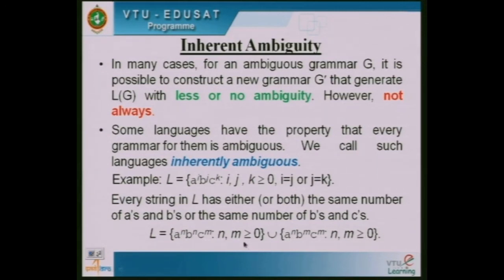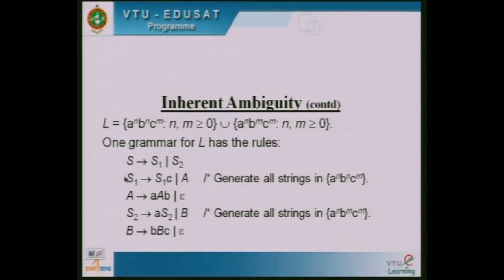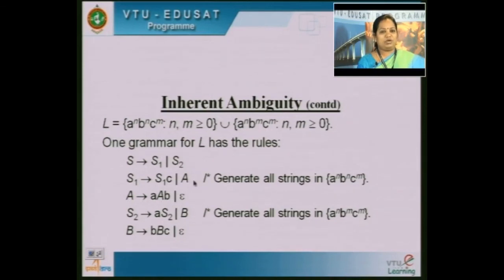Now, if we go for writing the grammar for these languages, if this is L1 and this is L2, and suppose the start symbol of L1 is S1 and the start symbol of L2 is S2, then the grammar written will be S1 tends to S1 c or A; A tends to a A b or epsilon. So, these are the rules written in order to generate the first language L1. Similarly, S2 tends to a S2 or B; B tends to b B c or epsilon. So, these are the rules written to generate the second language, that is L2. Now, the language is L equals L1 union L2.